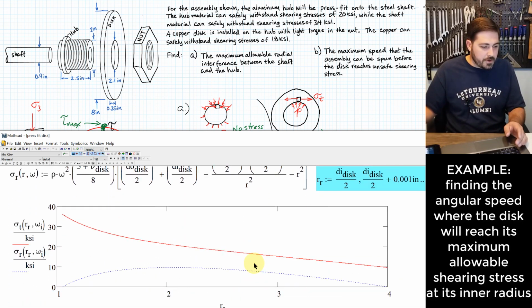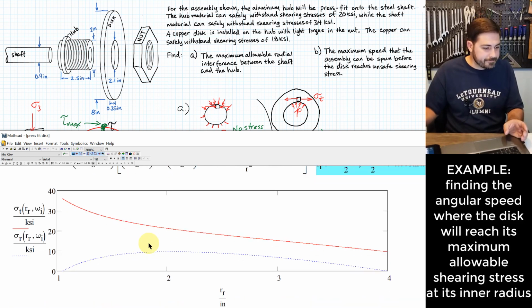And this gives you what those stress curves would actually look like at the limiting speed, the maximum speed it can go before reaching those shearing stresses. Okay.